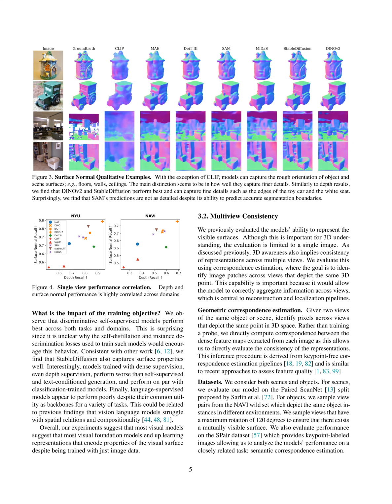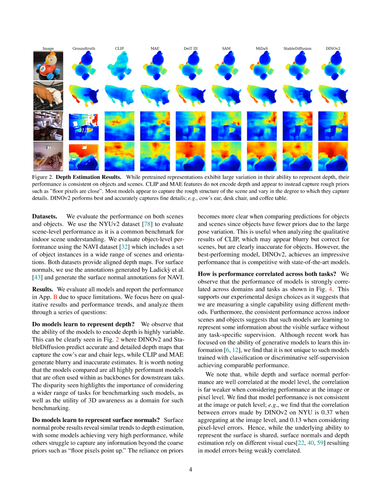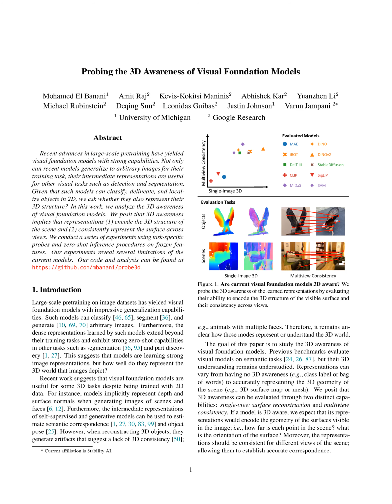The evaluation is done using correspondence estimation, where the goal is to identify image patches across views that depict the same 3D point. This process involves computing correspondence between dense feature maps extracted from each image to directly assess the consistency of the representations. The performance is evaluated on both scenes and objects datasets, considering factors like viewpoint differences and rotation angles to ensure accurate assessment. The method aims to understand if the models can capture 3D properties and maintain consistency across different views, providing insights into the model's 3D awareness capabilities.